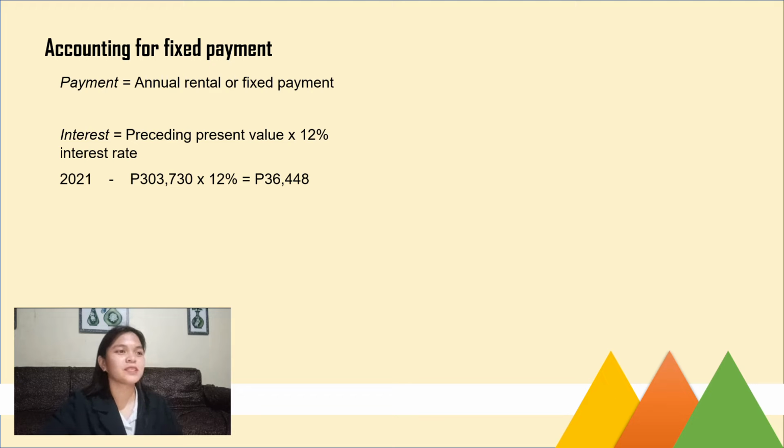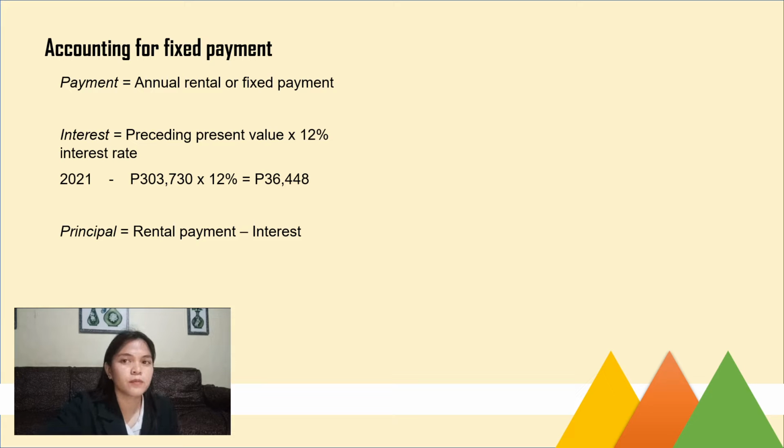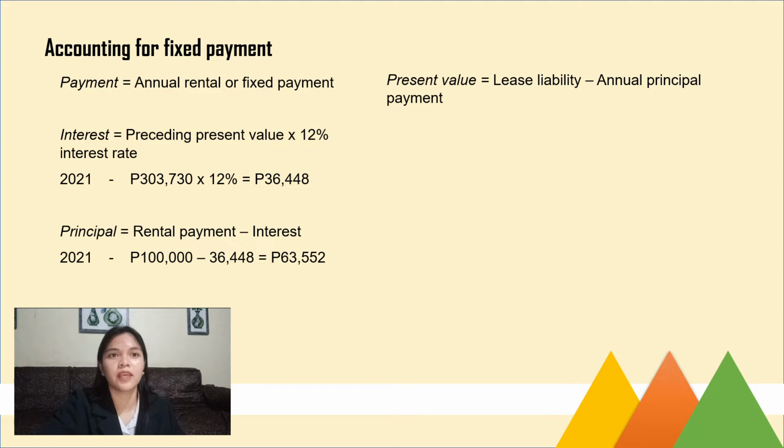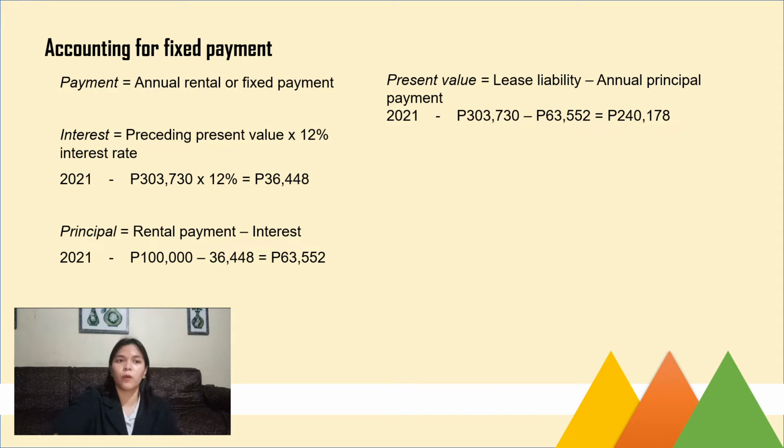Then para makuha naman natin yung principal, we have to subtract the interest from the rental payment. So 100,000 less 36,448 is equals to 63,552. Then yung present value para makuha siya ay i-subtract rin natin yung lease liability by the annual principal payment. So 303,730 less 63,552 is equals to 240,178. So yun yung present value.